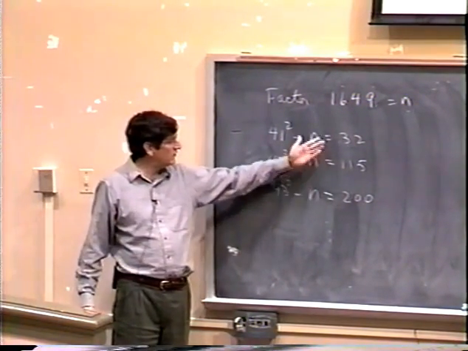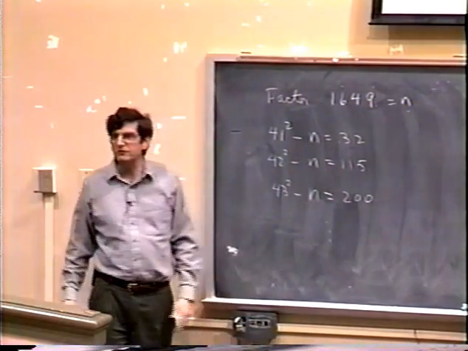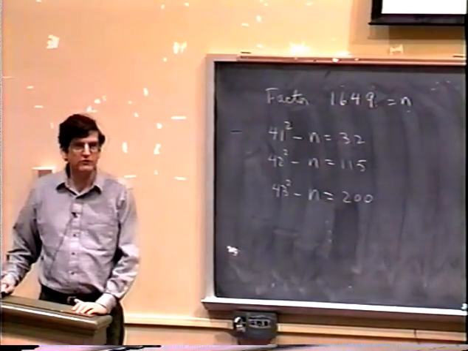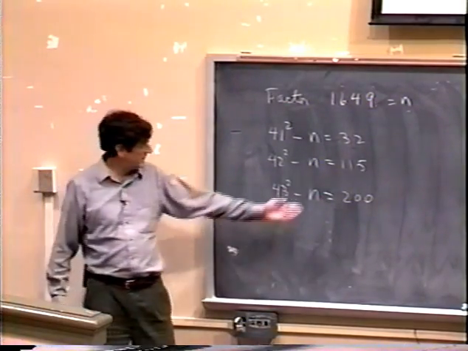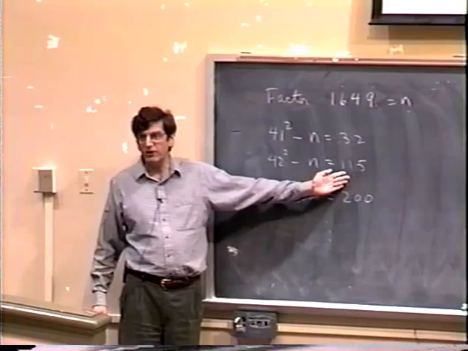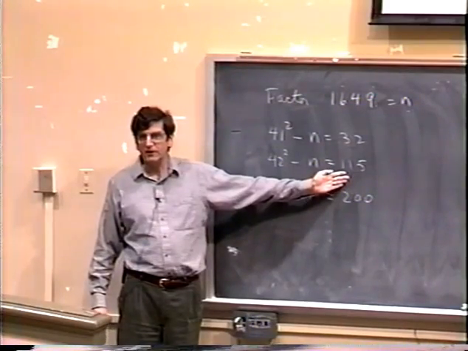Which of these numbers is the smoothest? 32, it's a power of 2. And which of these numbers is the second smoothest? The last one, 200. Largest prime factor is 5. 115 isn't too smooth. It has that factor 23 in it that we saw before.